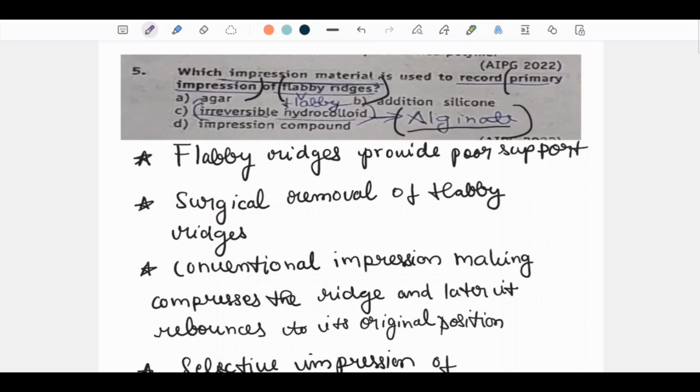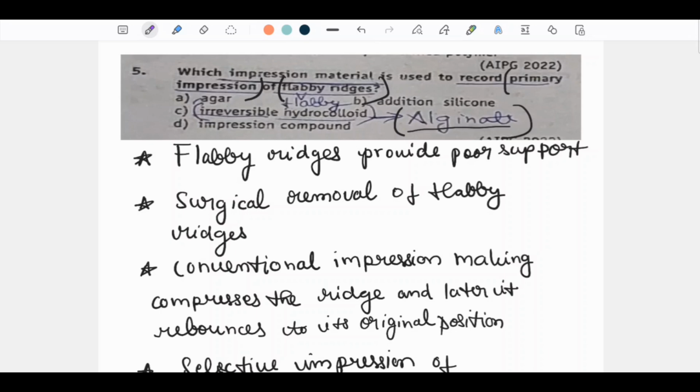Irreversible hydrocolloid is nothing but alginate. So alginate impression material is used as a primary impression material to record a flabby ridge. Let's see how. Generally, flabby ridges provide a very poor support to the denture.